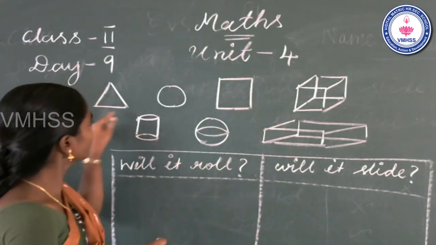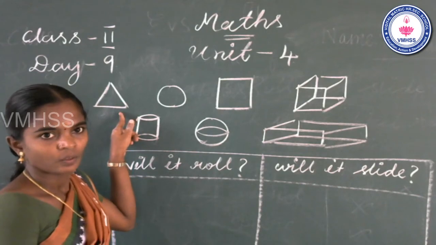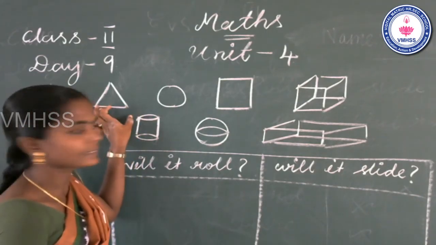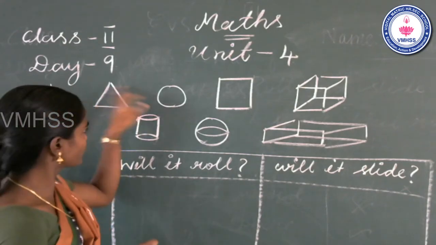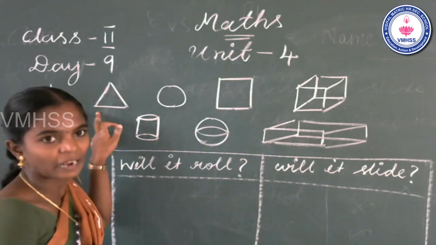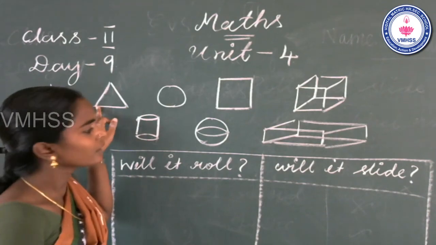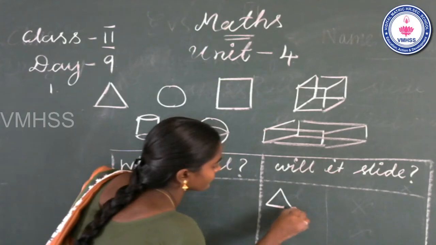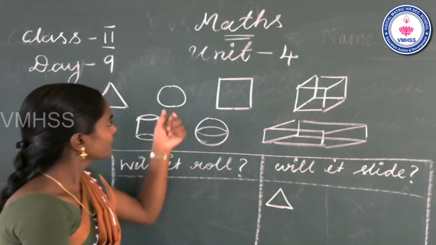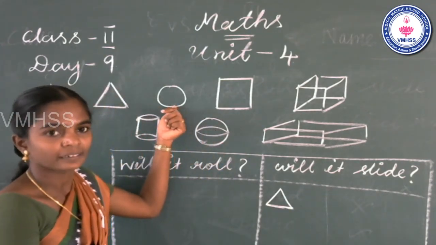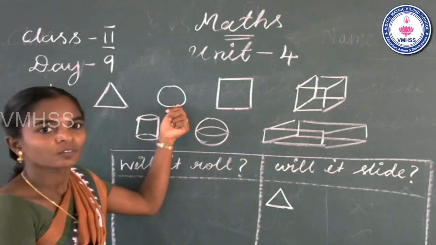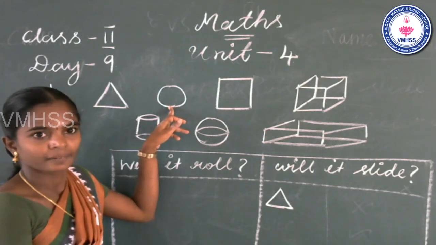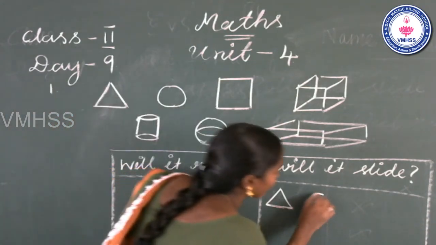Students listen here. This triangle shape has a flat surface, so it will slide. So the first shape, triangle, has a flat surface, so it will slide. Next, this one, circle. The circle is flat, so it will slide. So draw it.